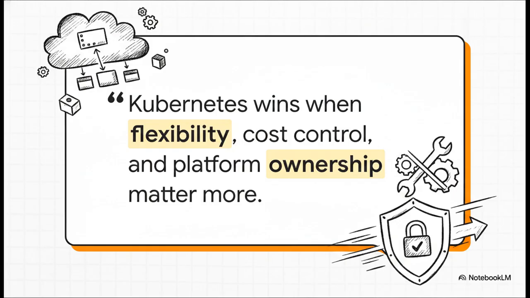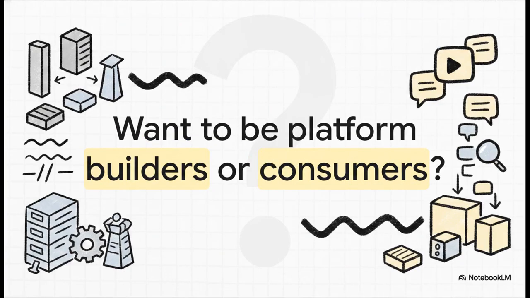OpenShift wins for regulated, risk-averse organizations. Kubernetes wins when flexibility, cost control, and platform ownership matter more. It's really that simple. If your main goal is building a bespoke system that's tuned to your team's exact operational quirks, and you have the deep DevOps expertise to do it, Kubernetes is absolutely your playground. But if you need compliance, bulletproof support, and rapid speed to market without babysitting all the underlying plumbing, OpenShift is the clear winner.